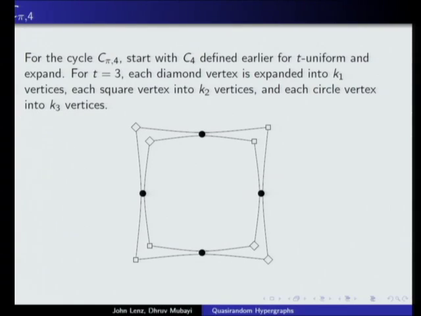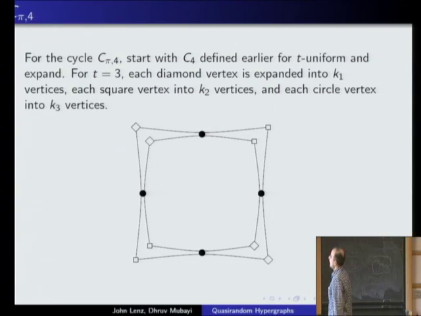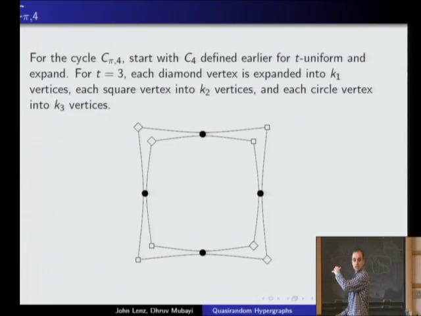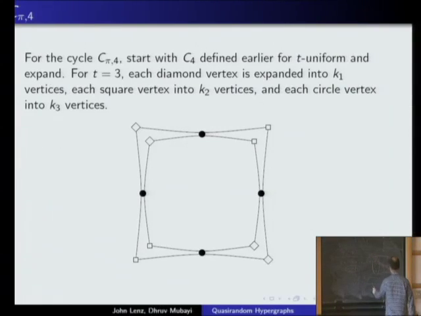C pi 4 is rather simple. You start with C4 for t uniform hypergraphs. And you remember I had these k-partite graph which I duplicated to get the C4. So I had these k parts, and now it's not k, it's t. All you do is you blow up each vertex in the first part into k1 vertices, each vertex in the second part into k2, each vertex in the tth part into kt. And so an edge which used to have size t now has size k1 plus k2 plus kt, which is k.